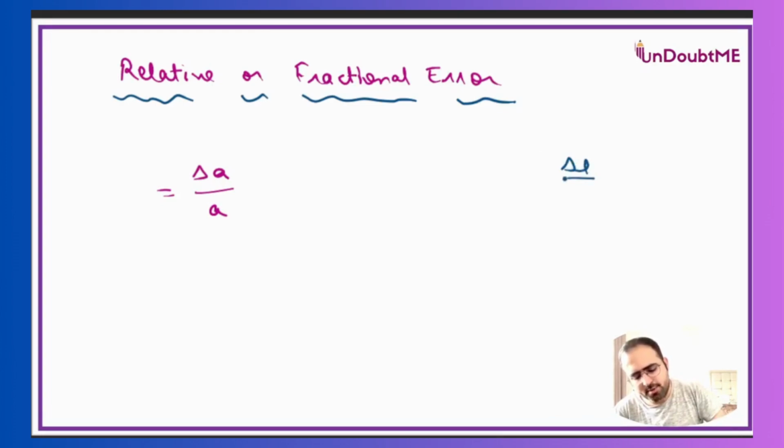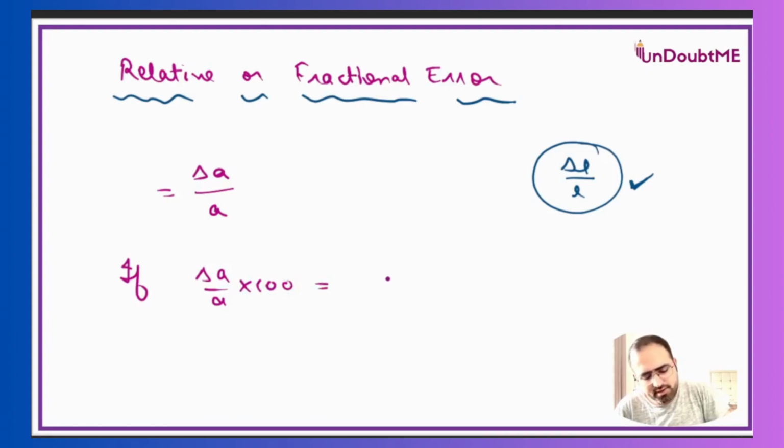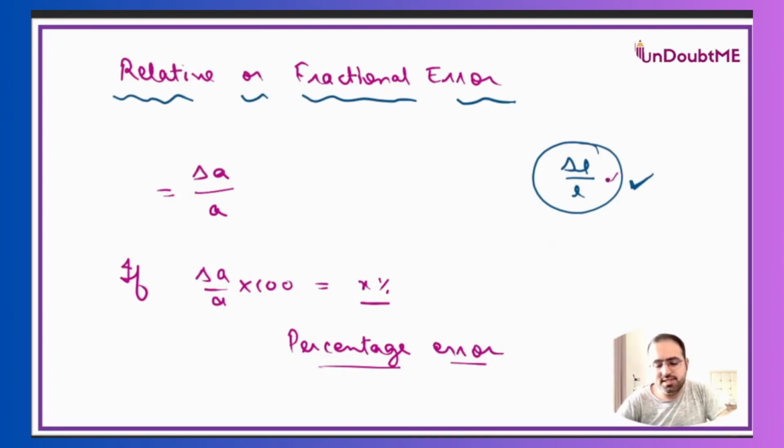Just try to recall that delta L by L was strain. It was change in length over original length. So this is called relative or fractional error. If delta A over A is multiplied by 100, then it will give me a certain percentage, and that is called percentage error. There was a question earlier where we just had to multiply the strain by 100 to get the net percentage change. Yeah, so this is the percentage error which we were discussing over there.